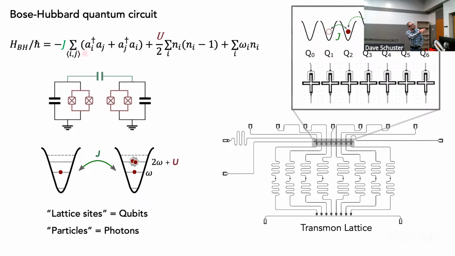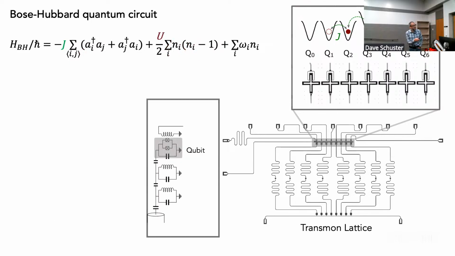Sorry about that. So we hop between sites, and then we also have this U term, which again you can write as zero if there are no particles already. But then if there's one particle already, then you get a gate. So okay, now we can actually build that.